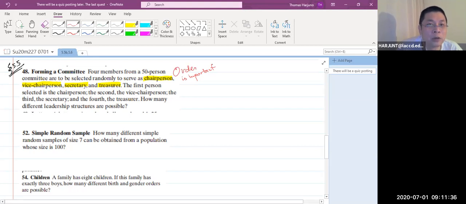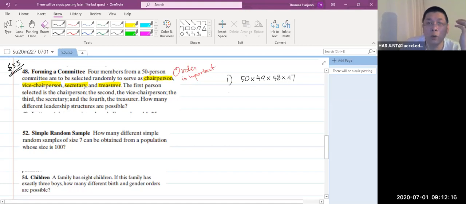Okay, yeah, because they tell us from these 50 people, they will select 4 members for different positions. Then the order is important. In fact, we can do it using the first method, the counting principle. Method number 1, you do it this way. The first position, chairperson, there are 50 people. For each choice you made there, you have 49 people for vice chairperson. You have 48 people to select from for secretary and 47 people to select from for treasurer.